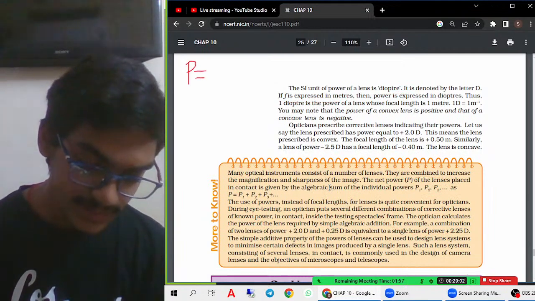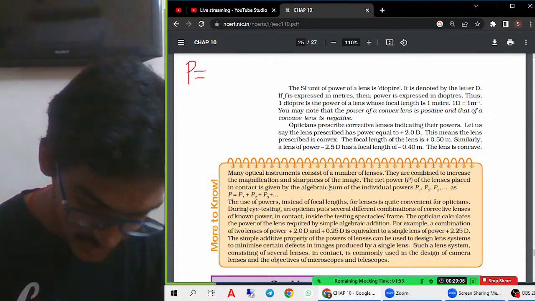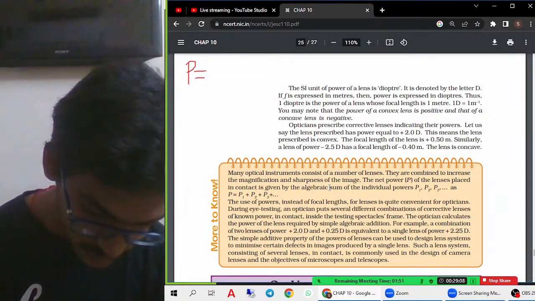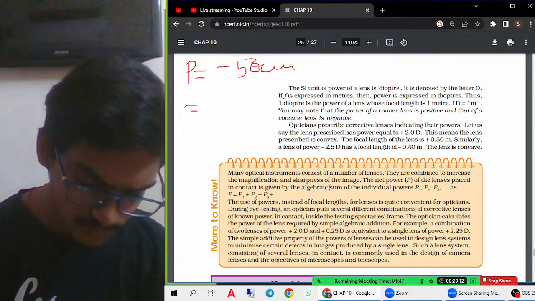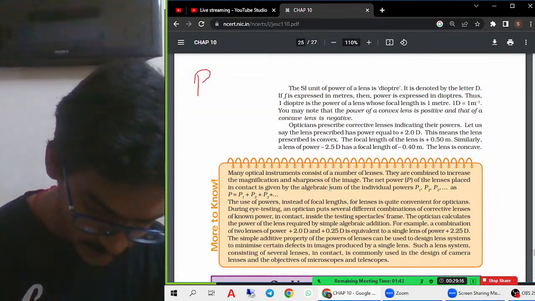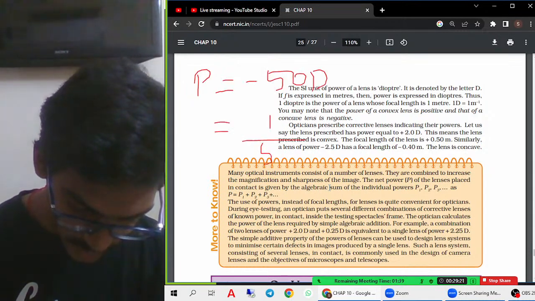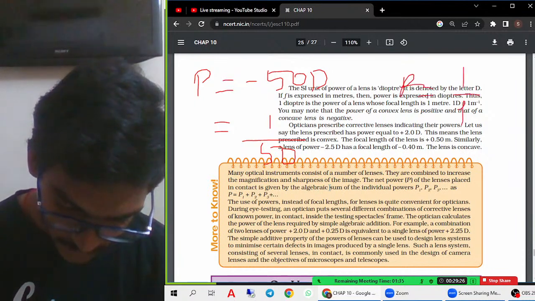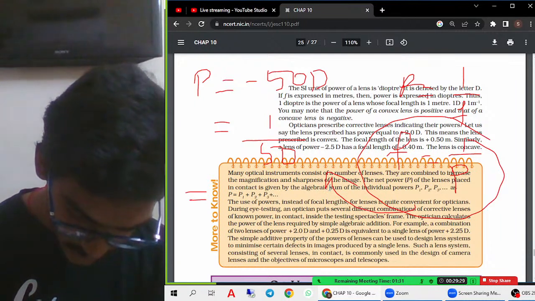In case sometimes they give power and ask you to find the focal length. For example, let us take a negative value. Power equals minus 50 D. P equals 1 by F, right? So F is equal to 1 by P. Substituting the P value, minus 1 by 50.